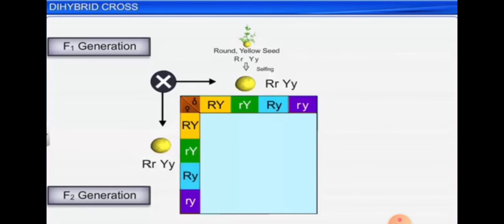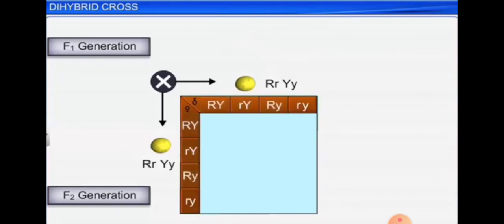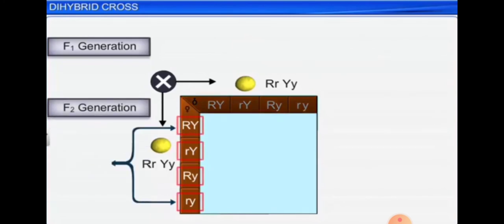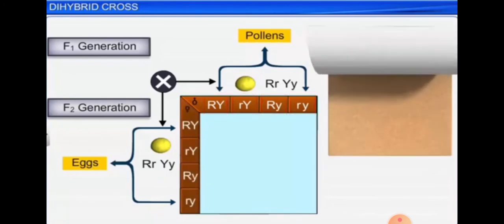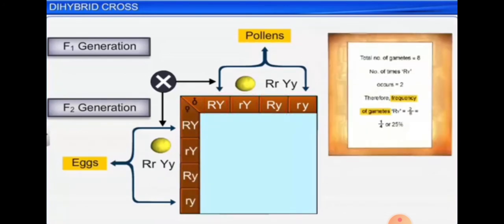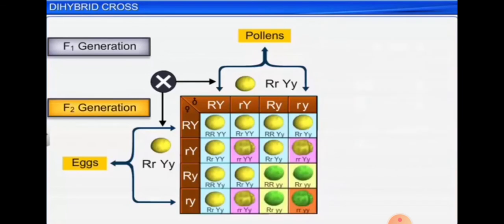Therefore, the genotypes of the gametes are of 4 types, namely capital R capital Y, capital R small y, small r capital Y, and small r small y. In other words, there are 4 types of eggs and 4 types of pollens. You can see that the frequency of these gametes is 25% or 1/4 of the total number of gametes produced.